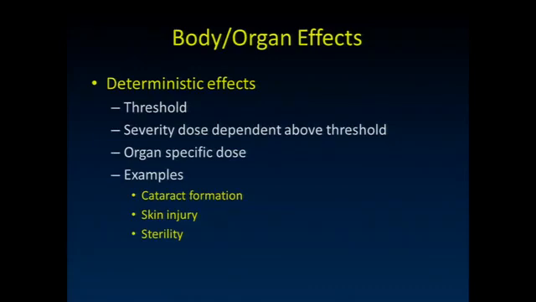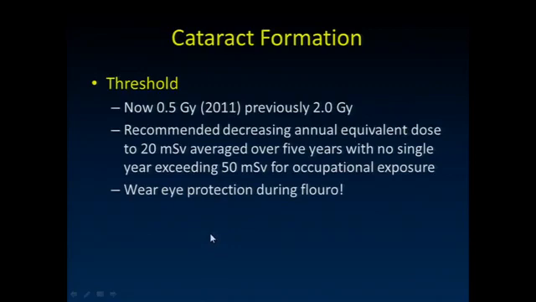So again, using skin injury as our example, we don't think that skin injury occurs if the radiation level is kept below a certain amount. And then if it goes above that, the severity of the skin damage increases as the radiation exposure goes above that level. And each organ has a specific dose for which that occurs, and the classic examples are cataract formation, skin injury, and sterility, and they're the ones I'll mention here. So we think the threshold for cataract formation is 0.5 gray. By the way, before 2011, we listed it as 2 gray.